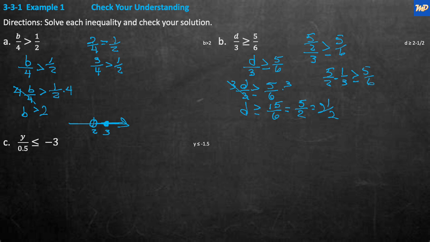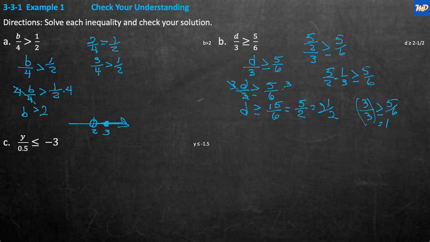And yes, it is. 5/6 is equal to 5/6. Now if we pick a number that's greater than 5 halves, how about 3? If we substitute it in, 3 divided by 3, is that greater than or equal to 5/6? Well, the answer is yes, because 3 divided by 3 is equal to 1, and 1 is greater than 5/6.